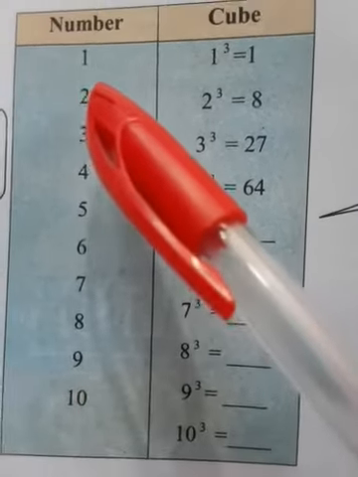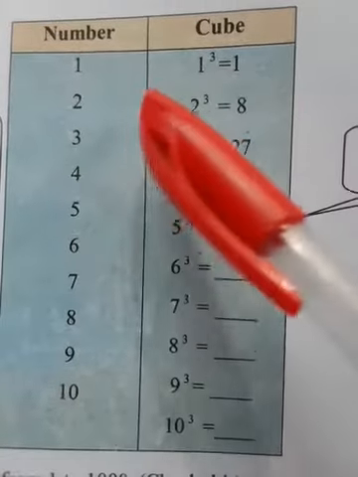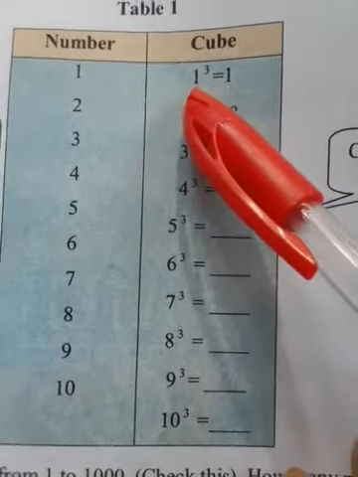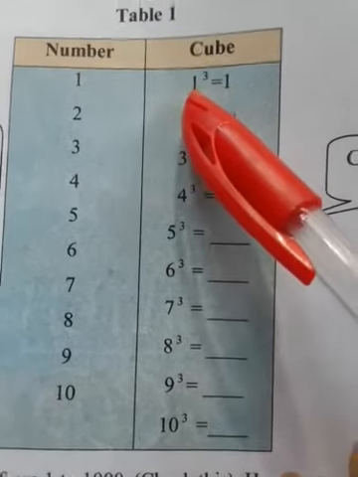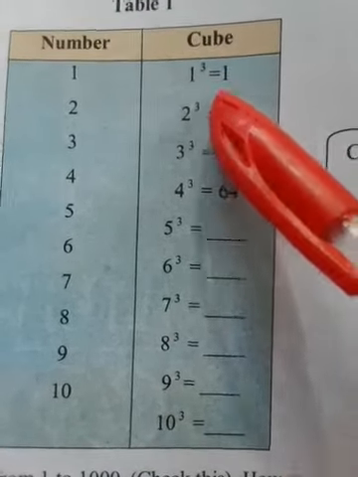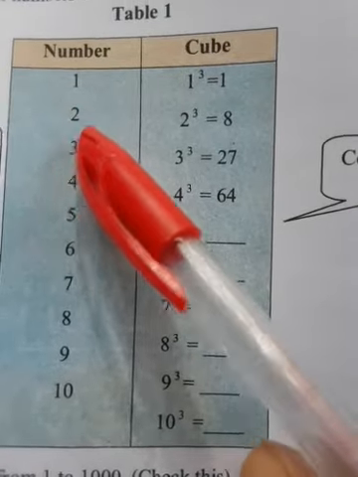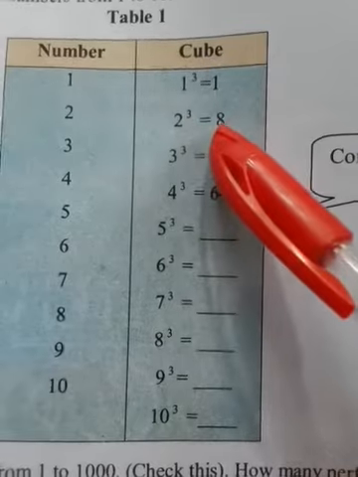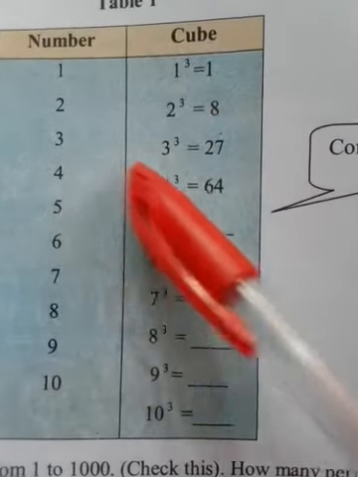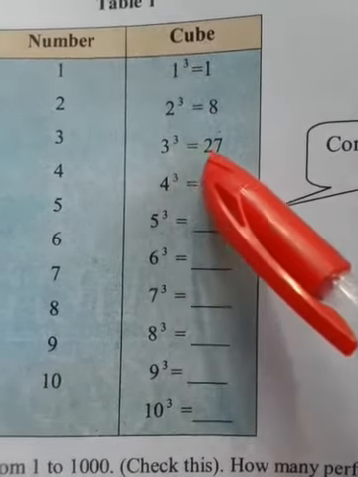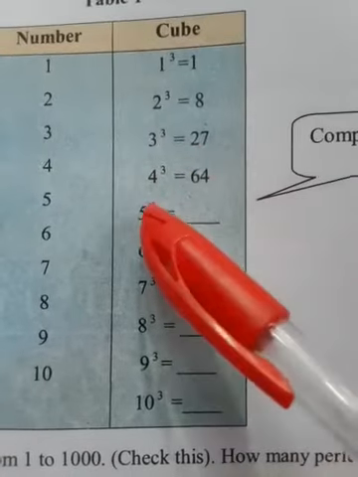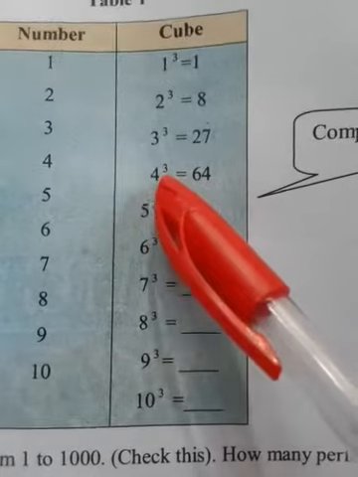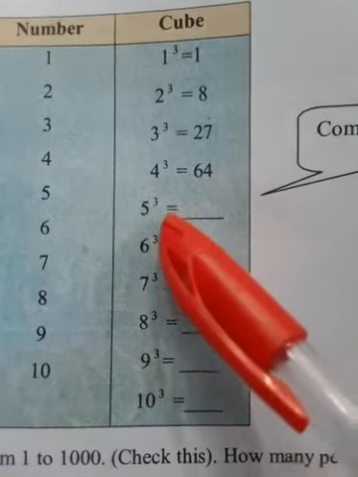Look at these numbers and their cubes. It is 1, it is cube of 1. Cube of 1 means 1 into 1 into 1, that is equal to 1. Similarly, cube of 2 is 2 into 2 into 2, that means 8. Cube of 3 is equal to 3 into 3 into 3, that is 27. Similarly, cube of 4 is 4 into 4 into 4, that is 64.